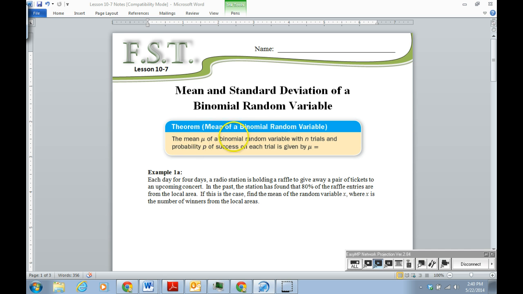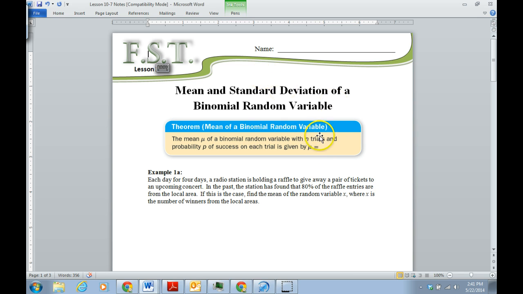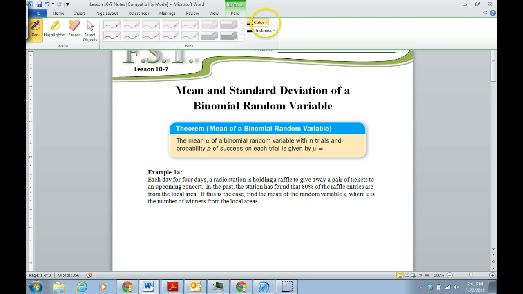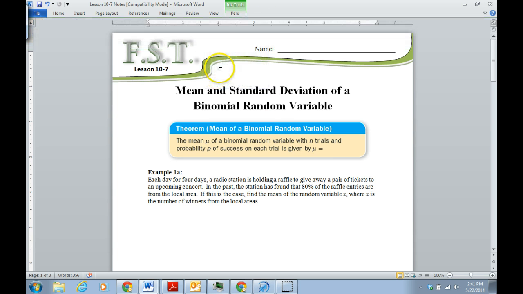This theorem tells us that the mean mu of a binomial random variable with n trials and probability p of success on each trial is given by mu equals np. Okay? That's the easy one.